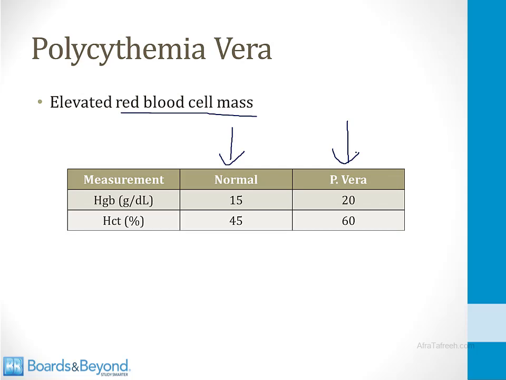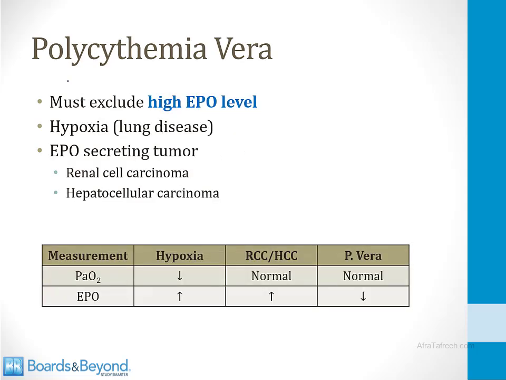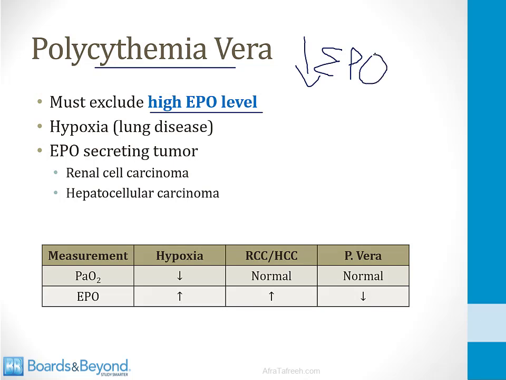To make the diagnosis of polycythemia vera, you have to exclude that the patient has a high erythropoietin level. If the level of EPO is high, that's going to lead to polycythemia, but that's not polycythemia vera. That's called secondary polycythemia when the cause is a high EPO level. In polycythemia vera, it's a bone marrow process of overproduction of red cells. So the body responds to this by lowering the EPO level. So if the patient has polycythemia vera, the EPO level should be low.